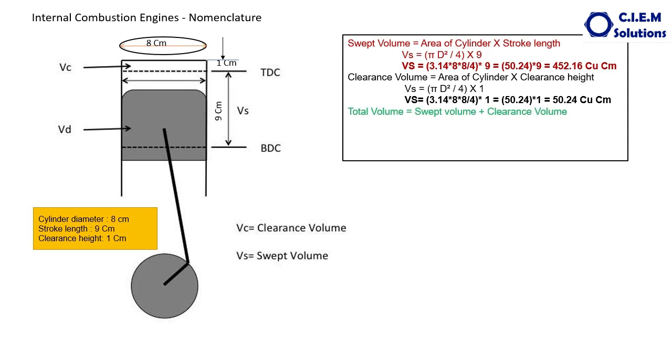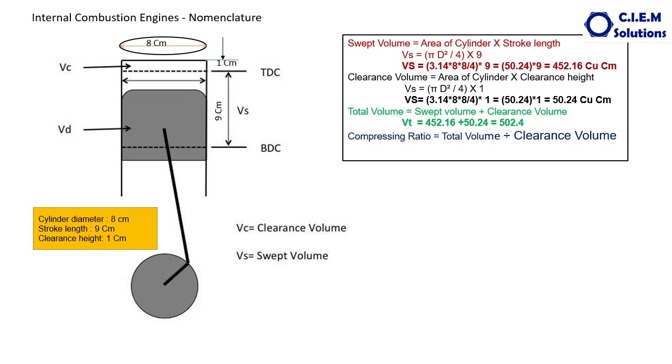What is the total volume? So swept volume plus clearance volume together comes to 452.16 plus 50.24, 502.4.